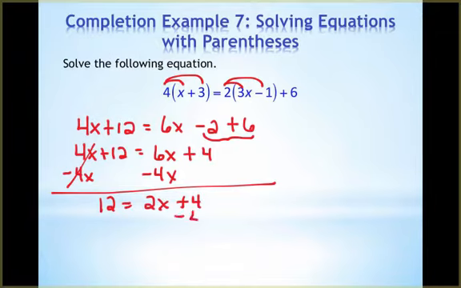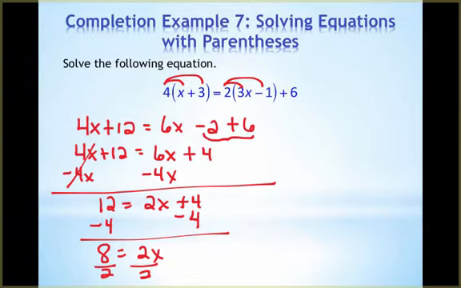Remember, it doesn't matter whether I subtract the variables or subtract the constants. Then I'm going to subtract 4 and get 8 equals 2x and divide by 2, and x is 4.